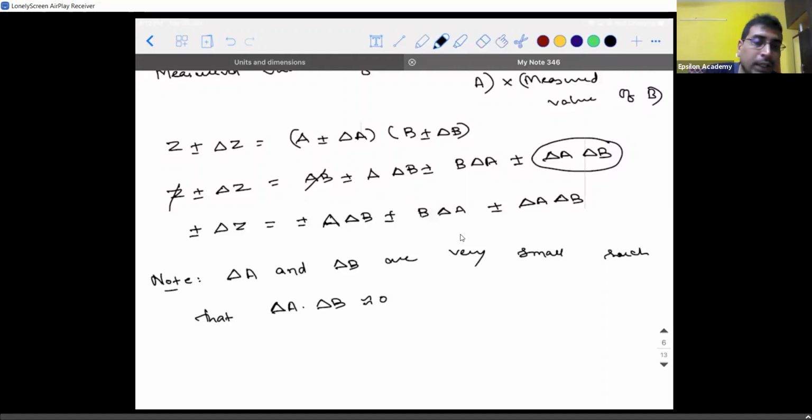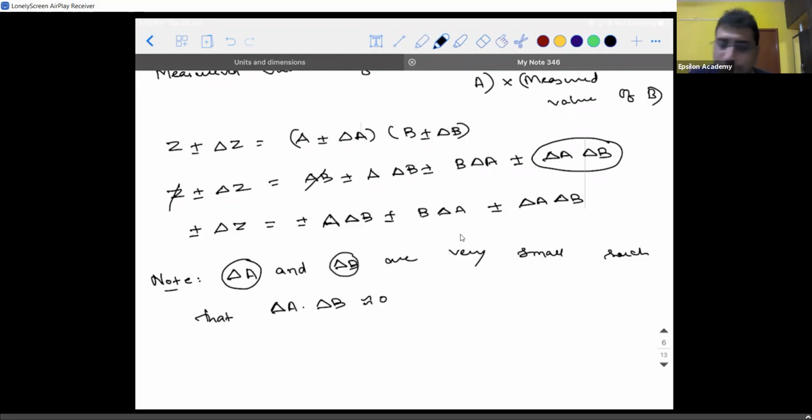Okay, delta A into delta B can be approximated to 0. Why I'm saying this is because generally when you try to measure the error, the absolute error will be in terms of 10 power minus 3, 10 power minus 2, something like that. It is going to be a very, very small value.